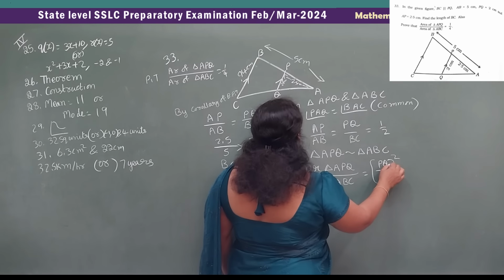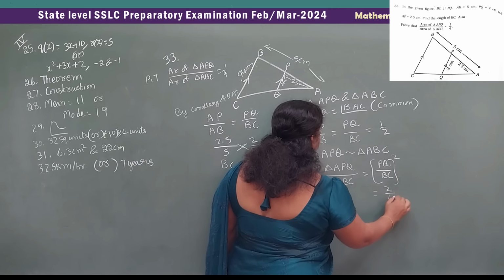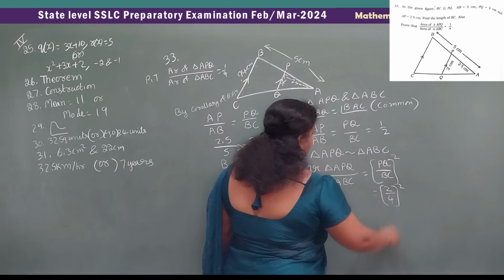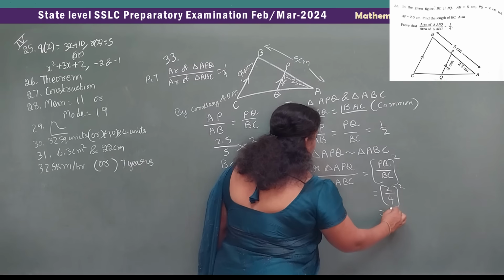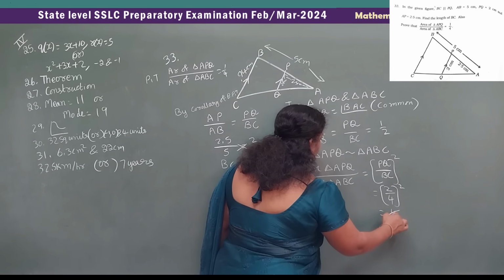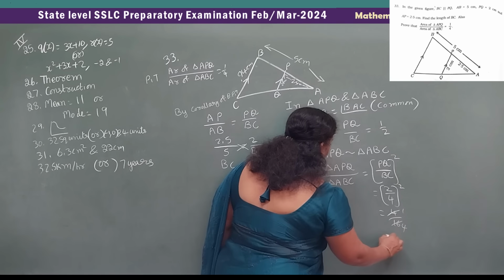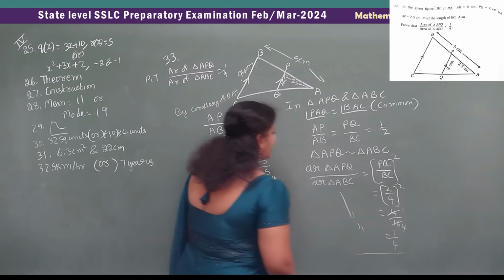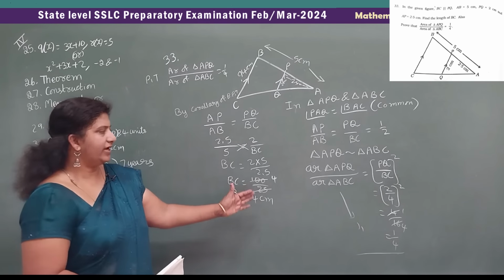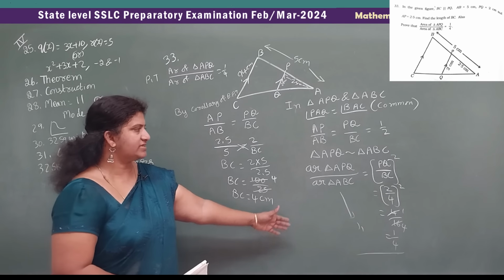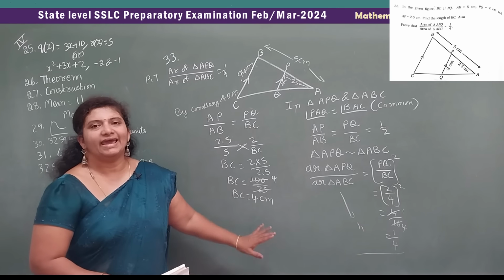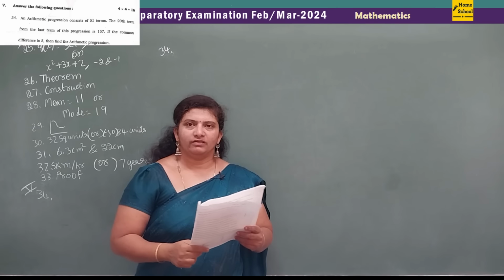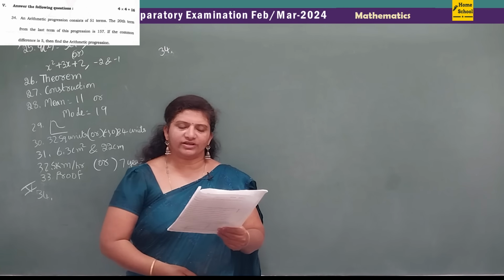What is PQ? PQ value is 2, BC value is 4. 2 by 4 whole square. 2 2s are 4, 4 4s are 16. That will be 1 by 4. Therefore, drag this down again. And finally, what I can say? Area of triangle APQ by area of triangle ABC is equal to 1 by 4. Hence, it is proved.